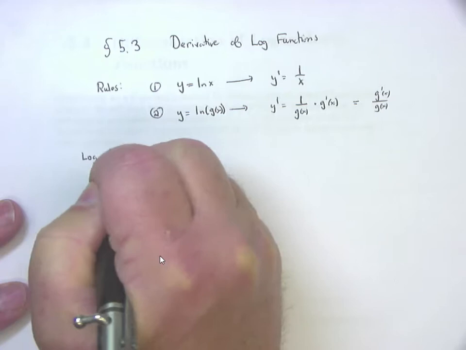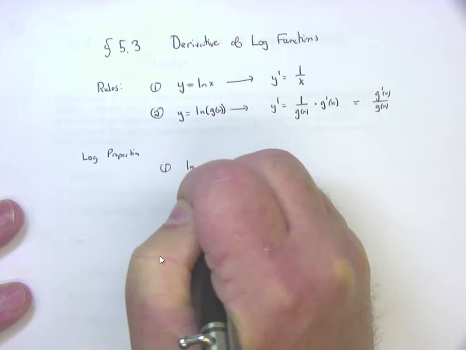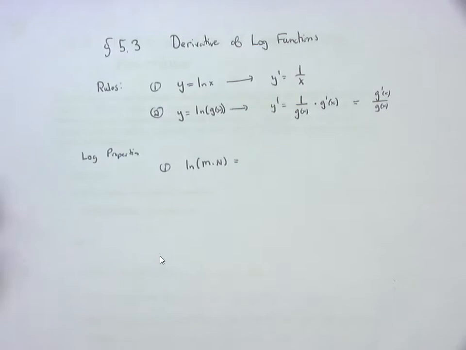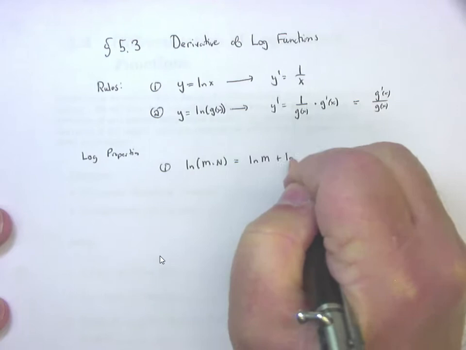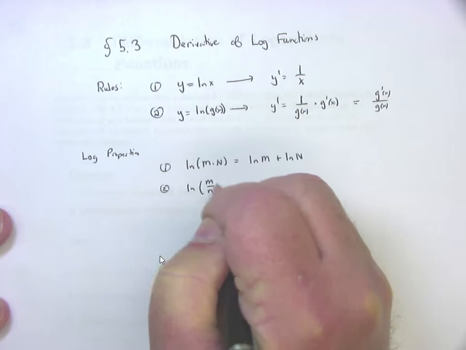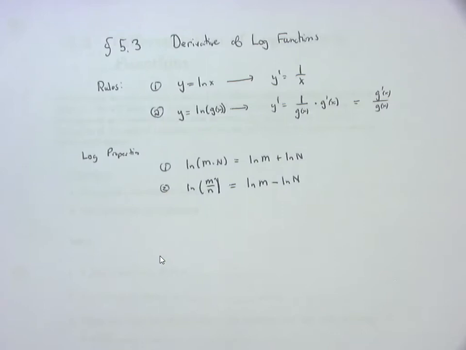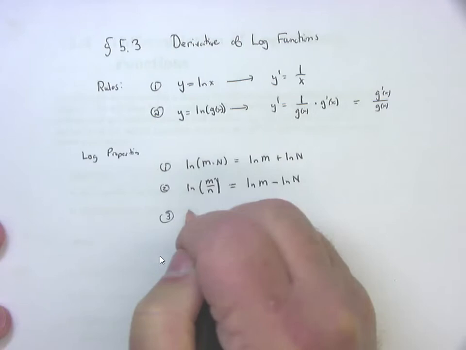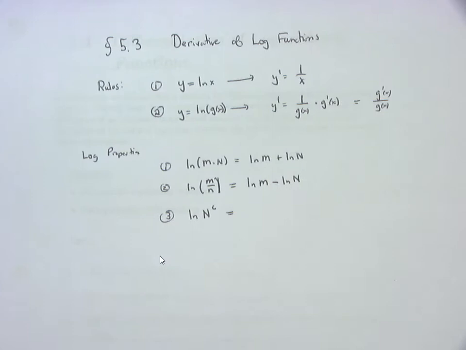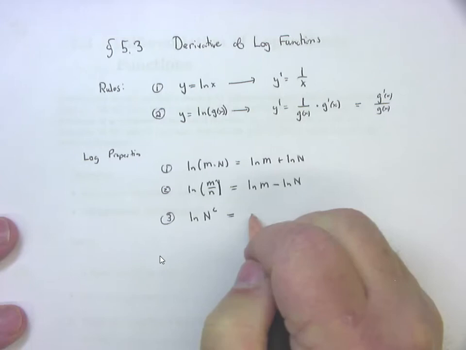Number one, the natural log of m times n. If you've got two things being multiplied, under basic log properties from way back when you first learned logs in high school, multiplication turns into what? Addition. This is the natural log of m plus the natural log of n. Number two, the natural log of m divided by n is going to be equal to the natural log of m minus the natural log of n. Very simply, multiplication turns into addition, division turns into subtraction. Your third big log property is the natural log of some number raised to a constant, or some function raised to a constant. Natural log of something raised to a power. Powers get to go where? Out front. That's c natural log of n, okay?